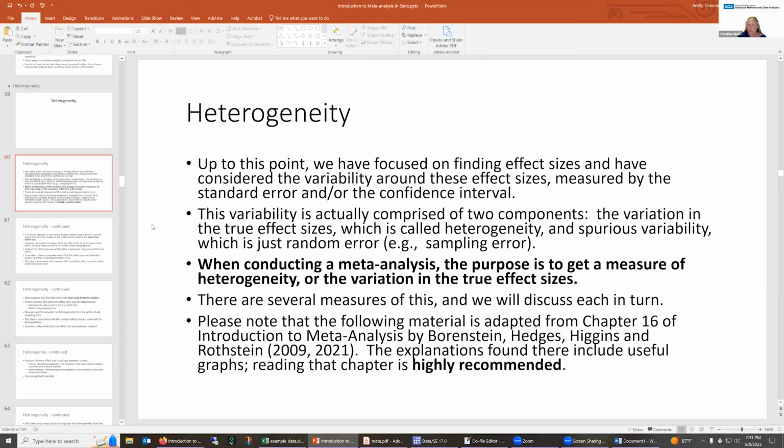We're going to discuss a couple of measures of this. I adapted much of what is coming up here from Introduction to Meta-Analysis by Bornstein, Hedges, like Larry Hedges of Hedges' g, that Hedges, Higgins, and Rothstein.